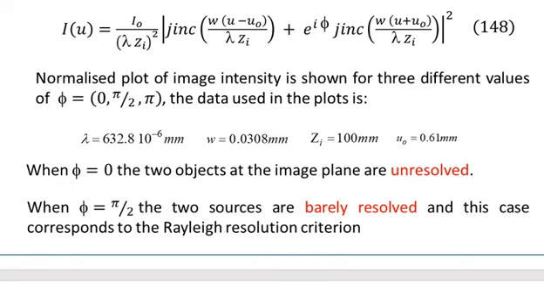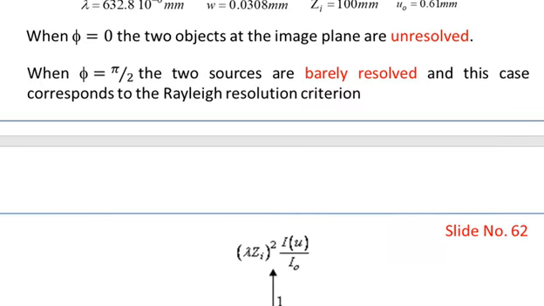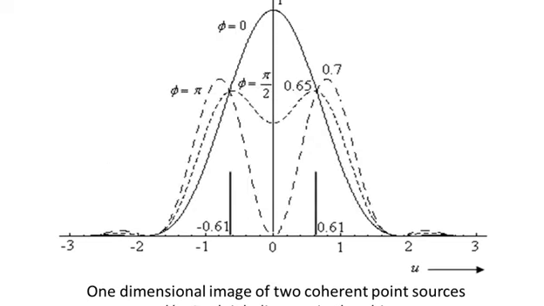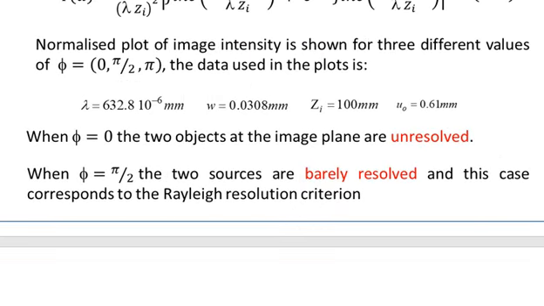So when phi is equal to 0, the two objects at the image plane are unresolved. When phi is equal to pi by 2, the two sources are barely resolved, and this case corresponds to the Rayleigh resolution criterion. And when phi is equal to pi, the dip touches the horizontal axis and the two image points are completely resolved. So you see that for the coherent case we are getting 3 different pictures corresponding to 3 values of phi: phi equal to 0, phi equal to pi by 2, and phi equal to pi.